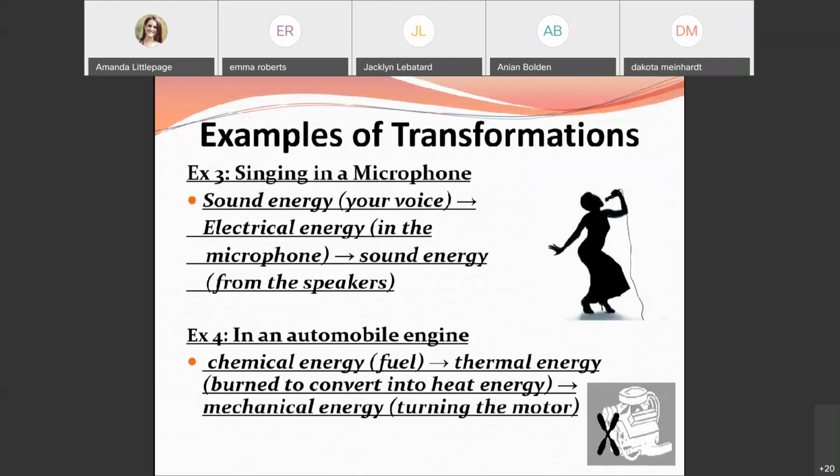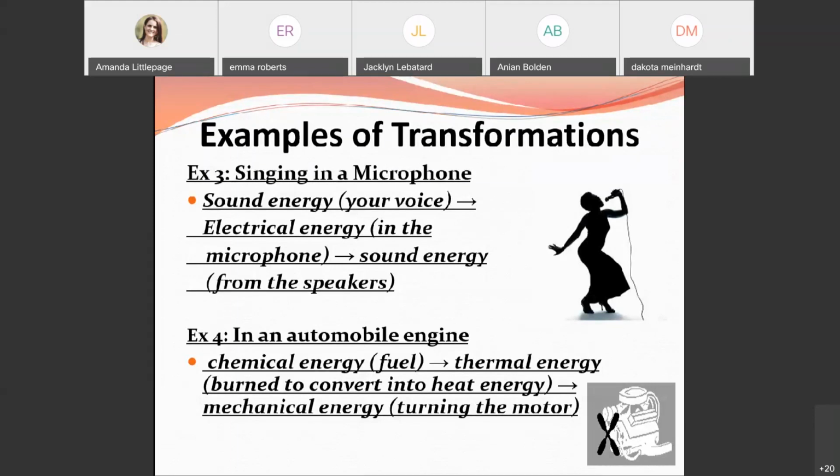The fourth example is a car or automobile. We kind of looked at this yesterday in the Nearpod. So remember that chemical energy is stored in fuel. During combustion in the engine, thermal energy, heat, is produced. So it's burned to convert to heat energy. And then this transformation moves into mechanical energy, making the motor and things spin. So these are just four examples of how energy transformations can occur. Remember, as you go from one step to another, a little bit is always lost in the form of thermal energy or heat.